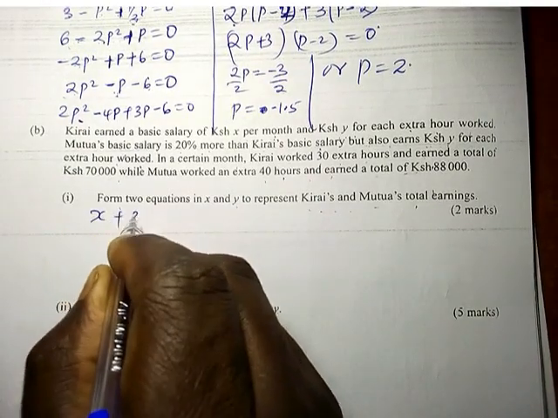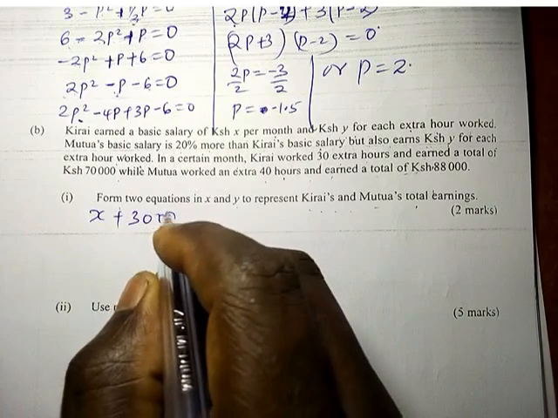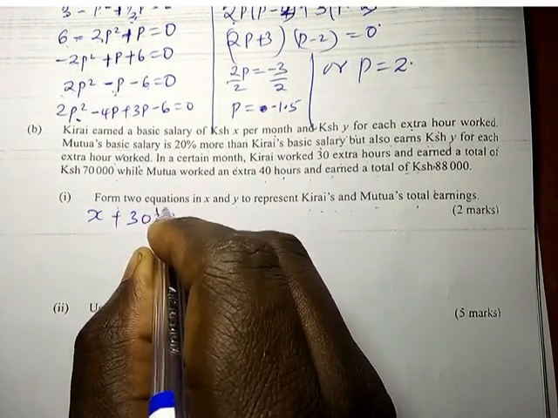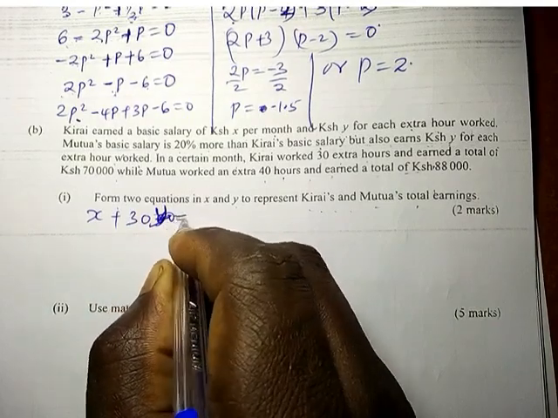So we have X plus 30Y, that is not 3000, plus 30Y will be 7000.